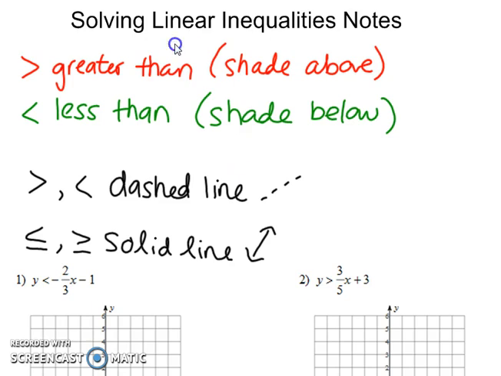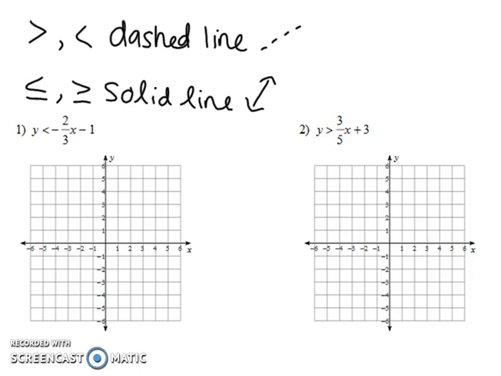Okay? So if you have a greater than or a less than, and those can be equal to, greater than shade above, less than shade below. And if they don't have an equal to, you'll make a dashed line. And if they have an equal to, you will make that a solid line. So this is just like graphing, except you have to shade. So let's look at these examples.